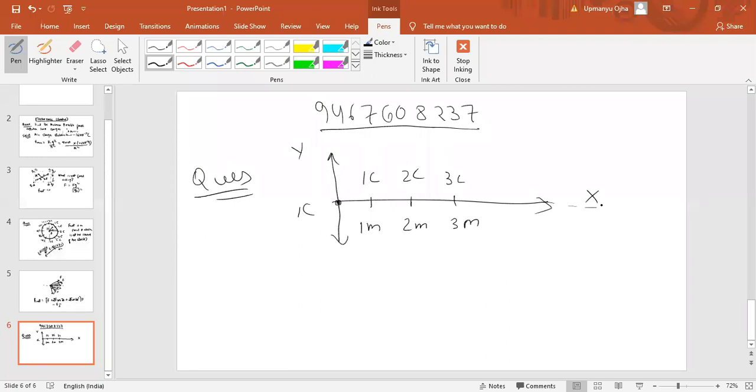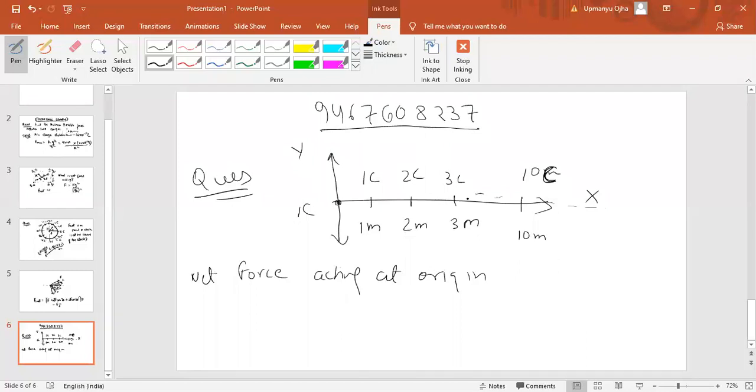Like this, we are placing the charge up to 10 meters. We have 10 coulomb charge. Like 1 coulomb, 1 meter, 1 coulomb, 2 meter, 2 coulomb, 3 meter, 3 coulomb, 4 meter, 4 coulomb. Now you need to find the net force acting at the origin due to these charges.